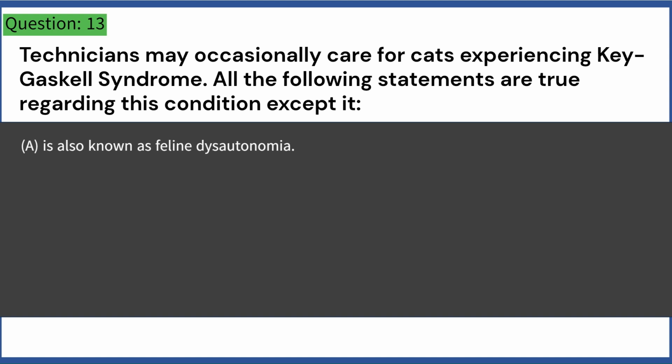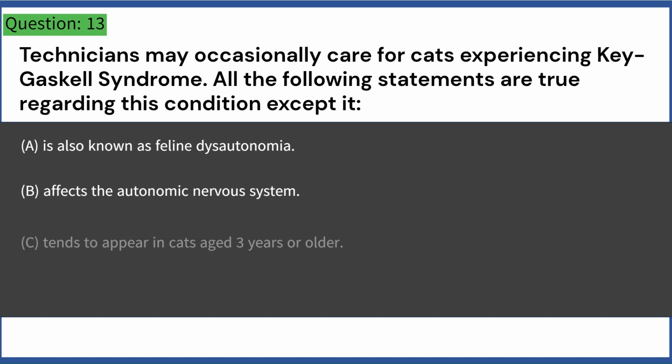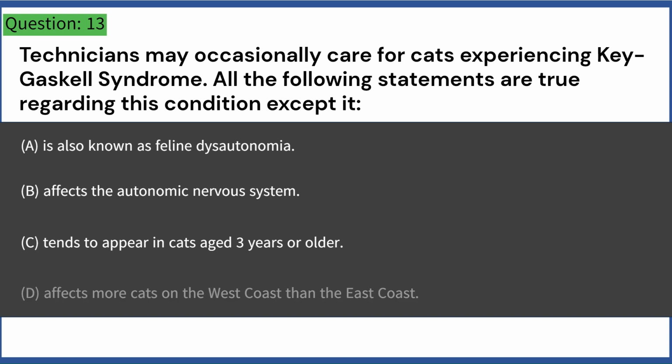A. Is also known as feline dysautonomia. B. Affects the autonomic nervous system. C. Tends to appear in cats aged 3 years or older. D. Affects more cats on the West Coast than the East Coast. Answer C. Tends to appear in cats aged 3 years or older.